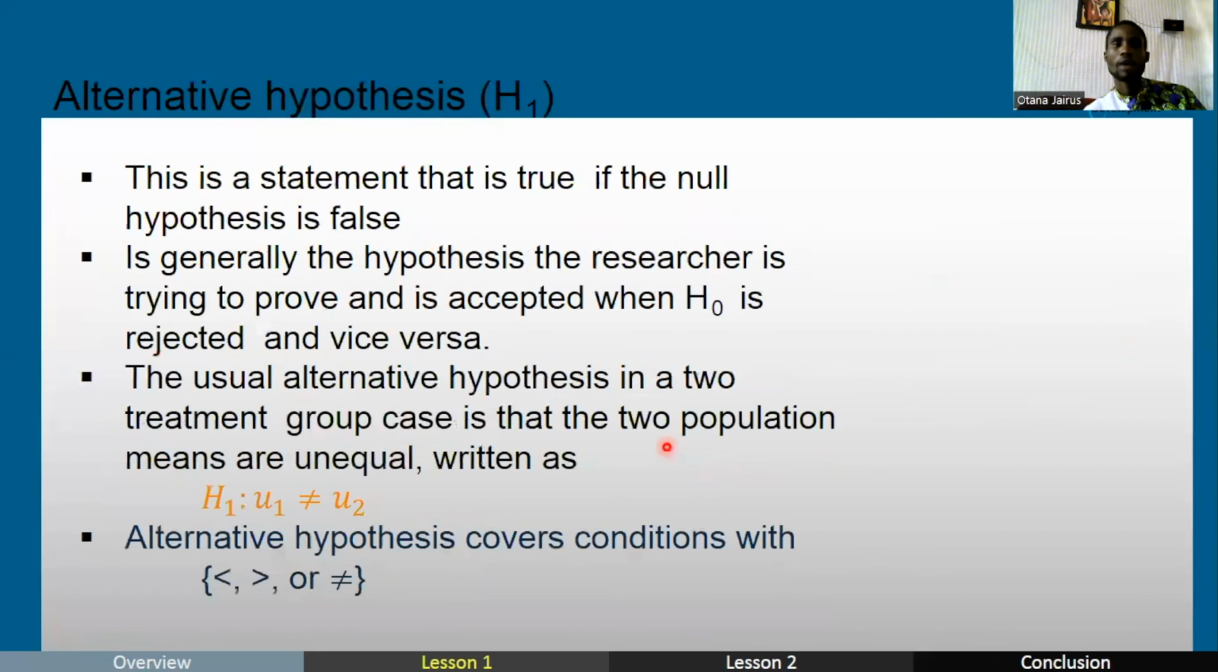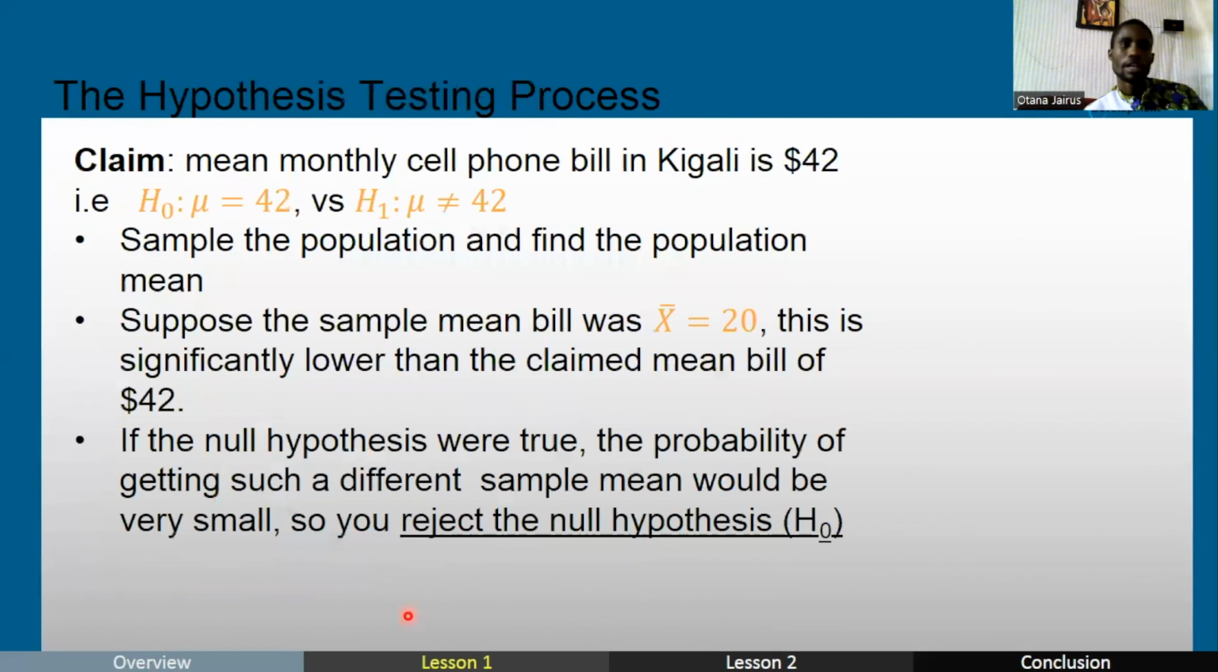But now for our alternative hypothesis, we don't include an equal sign. So for the alternative hypothesis, we can use less than, greater than, or not equal to. So those are the conditions that we use when we are referring to the alternative hypothesis. Let's look at the hypothesis testing process.